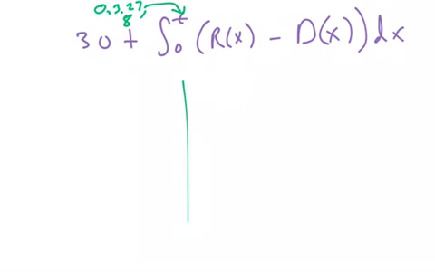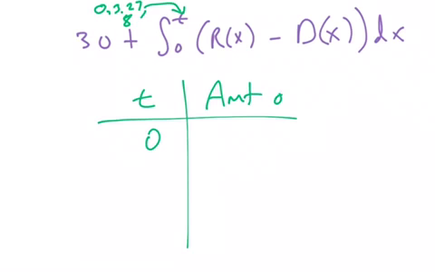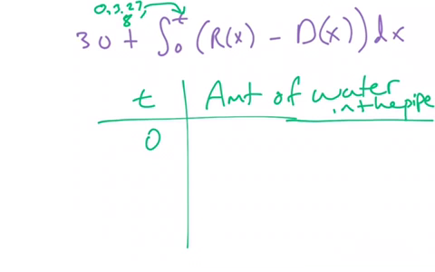So if I examine when t is 0, the amount of water in the pipe is going to be what? Well, at 0 it is going to be 30, right? Because we haven't even started. So at 0 it is 30.